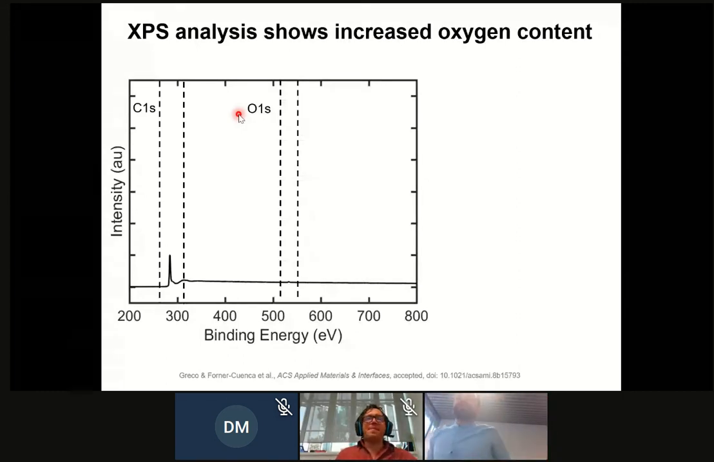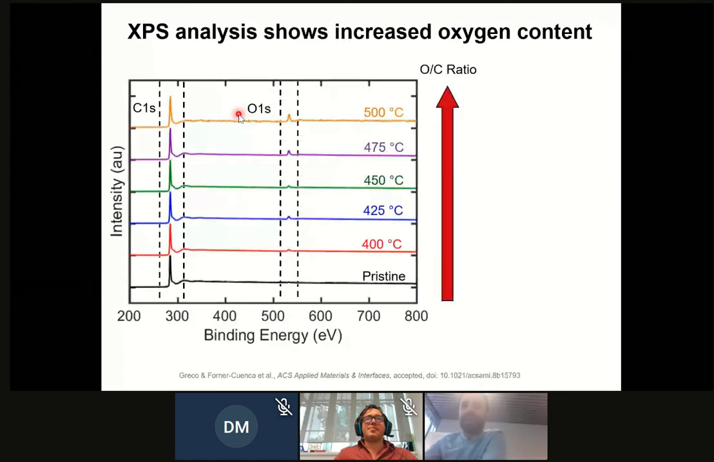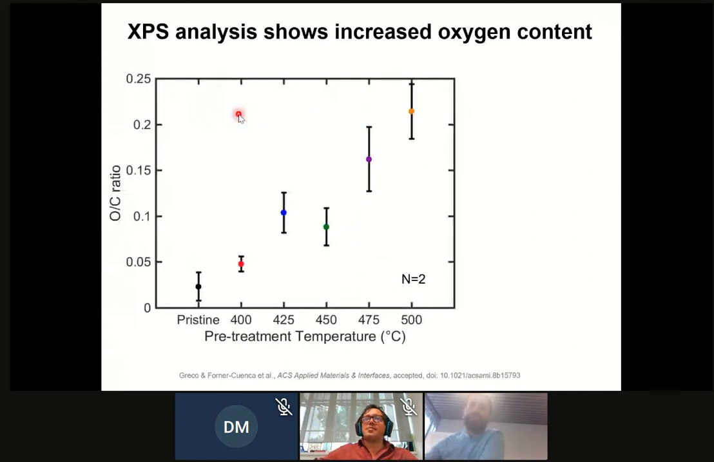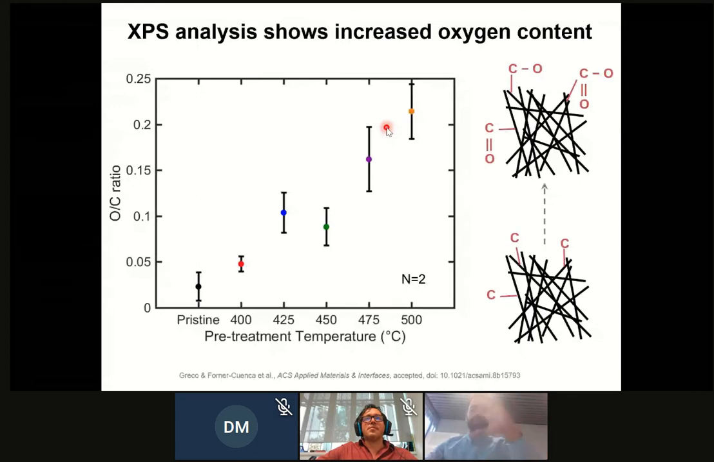Now we look at oxygen functional groups, and we did XPS for that characterization. And what you learn from it is that the oxygen to carbon ratio increases as we increase the pretreatment temperature. And this is to be expected. You expose a certain carbon material to oxygen, and the kinetics increase, and therefore you have more peroxides and hydroperoxide functional groups on the surfaces. Okay, so oxygen goes up, the mass goes down.